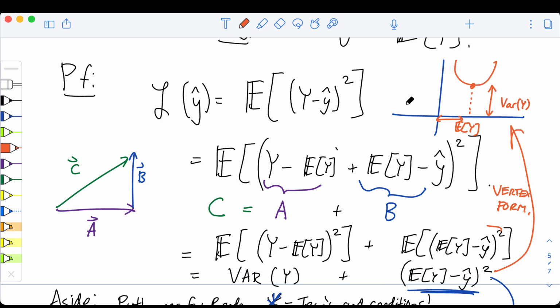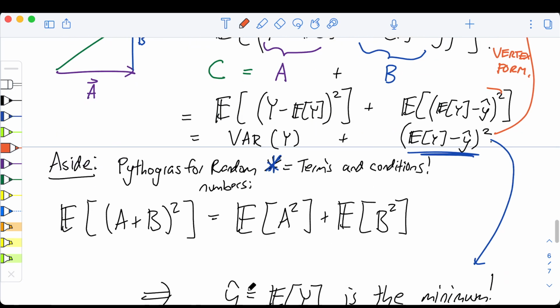And I called this thing the Pythagoras formula for random numbers. The expected value of (a plus b) squared equals the expected value of a squared plus the expected value of b squared. Of course, if you've done any math, you know that (a plus b) squared is not equal to a squared plus b squared. So there's something mysterious going on here. There's a missing term, which is plus 2ab. Yes, exactly. Plus 2ab, which I've written like this.